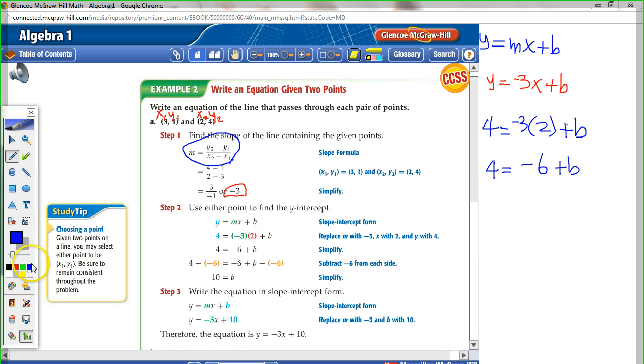I'm going to add 6 to each side to make sure I only have b on one side, and I have b here on the right equals 4 plus 6, which is 10. Now I have my slope and my y-intercept, so I'm going to rewrite my equation. Y equals, my slope was negative 3, don't forget to write the x, and my y-intercept is positive 10, so I'm going to write plus 10. And there is my final answer.